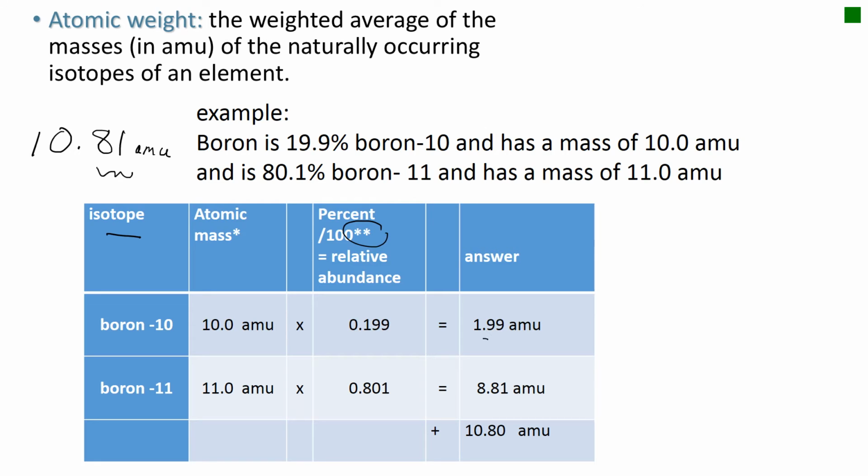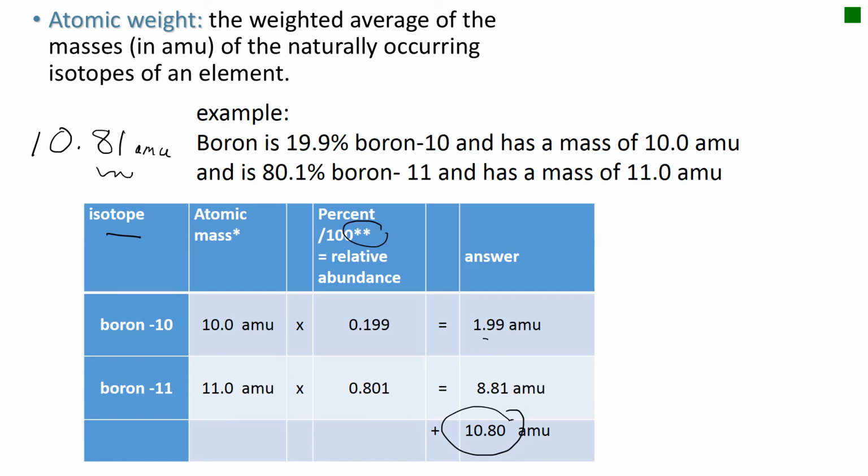So 11.0 AMUs times 0.801 equals 8.81. Add these up, and that comes up to pretty close to what we see in the periodic table. I just didn't take the 7 decimals in order to get us there. So that's how you calculate a weighted average based on the percentages of the isotopes.